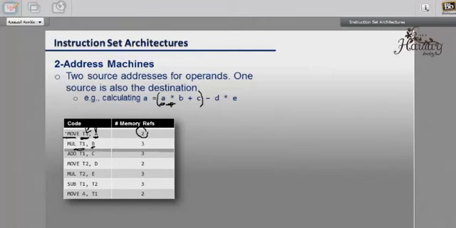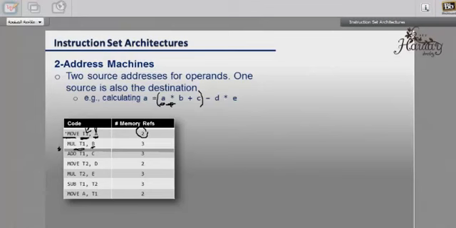How? You need to get the value of A and store it inside T1. So you get the value of A, you store it inside T1. So this is two memory accesses. Now, in the second level, which is the multiplication, you need to get the value of T1, then the value of B, then store the result inside T1. So we have three memory accesses.